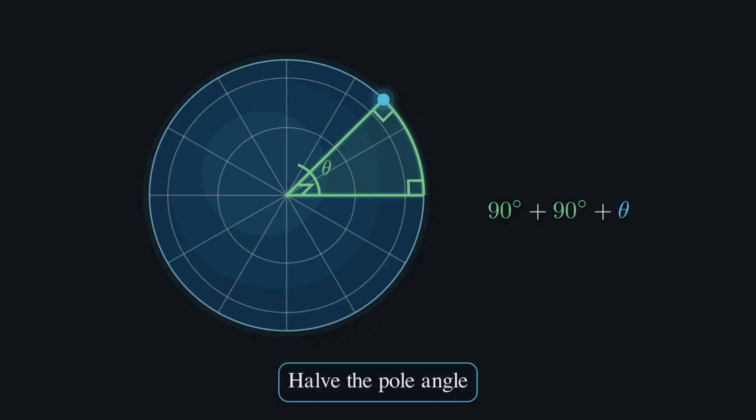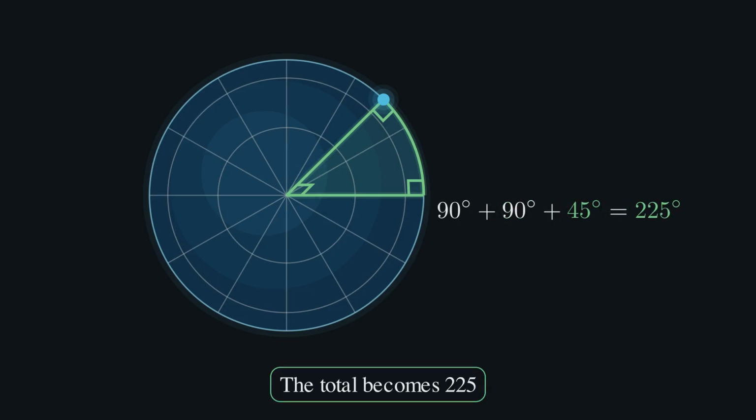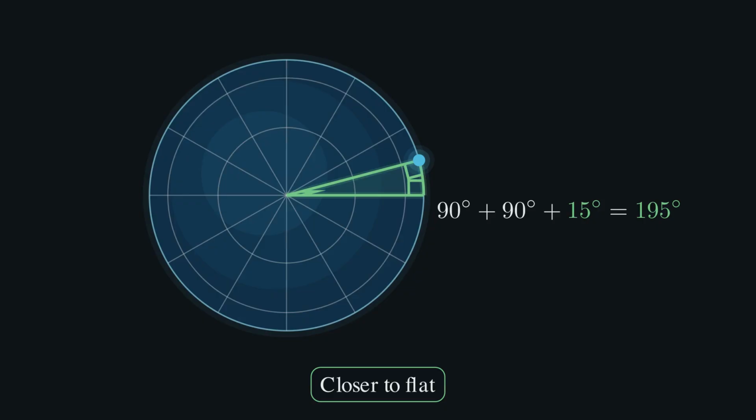Start from 90 degrees, then predict the total when the pole gap is cut in half while the other corners stay square. Move the meridian onto the target. 90 plus 90 plus 45 gives 225 degrees, still above the flat total. Shrink the gap to 15 degrees. The total falls to 195, approaching 180 without ever reaching it at positive area.